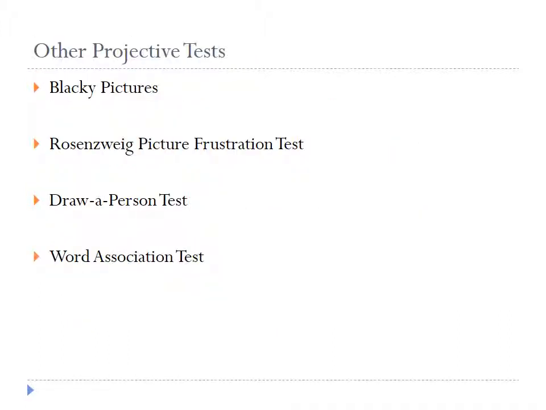Other instruments you may see, the Blacky pictures, is for use with children, and it helps clinicians understand how those children have been shaped by the concepts underlined in Freudian psychosexual development. So, progress through the stages: oral, anal, phallic, latent, and genital stages.